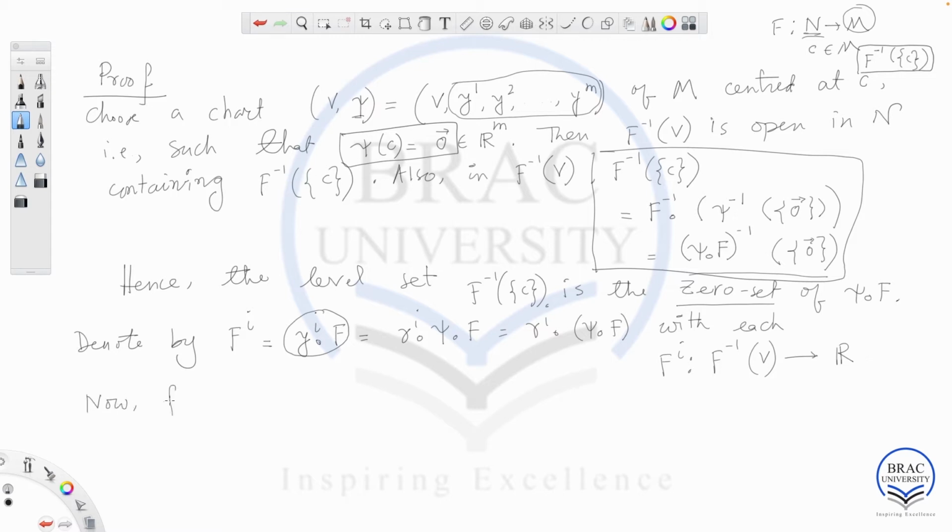Now, for each i in this finite set, 1 all the way up to m, f_i of f inverse of the singleton c is equal to, we know that f_i is equal to r_i composed with psi composed with f, and that acts on f inverse of c.